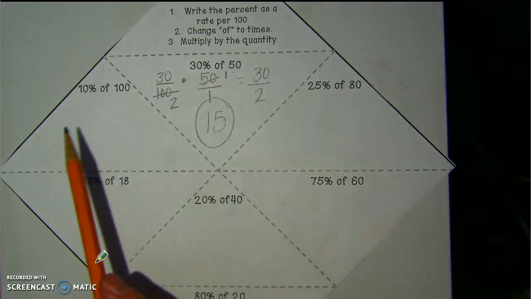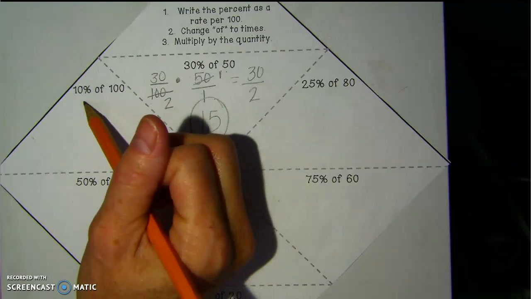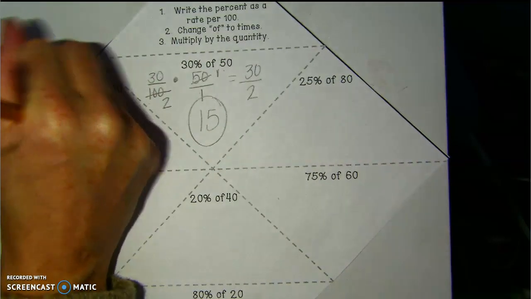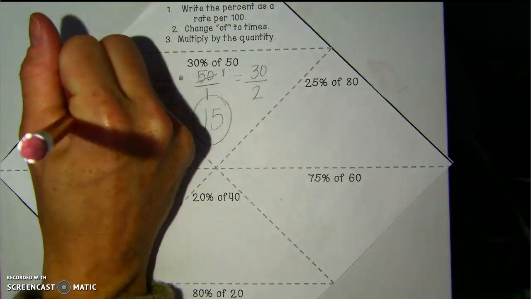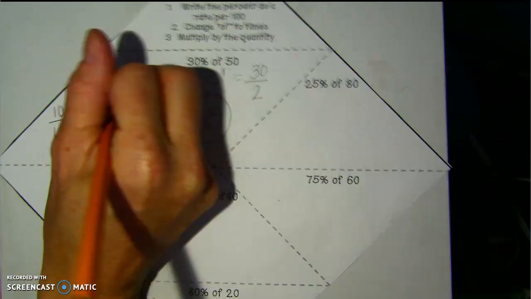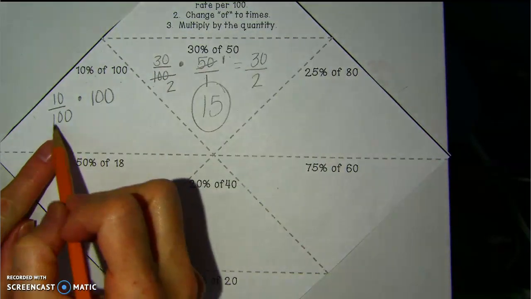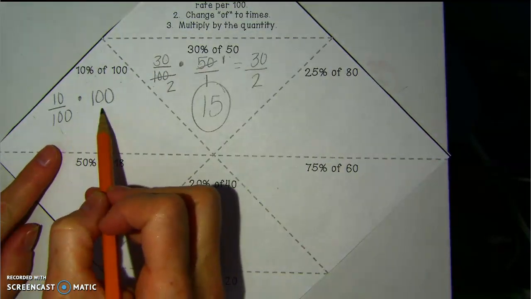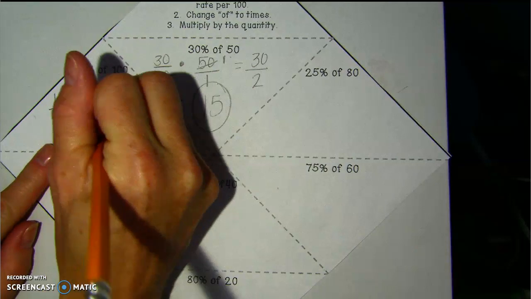Okay, so let's look at the next one. 10% of 100. So we're going to change the percent to a fraction. Remember, what did I tell you percent means? Per 100. So we're going to write 10 over 100. Times, because 10% of 100, we're going to write times. And then what's our next number? 100. Good. So again, I'm multiplying a fraction by a whole number, but I want that to turn into a fraction. So anytime I'm multiplying fractions and I have a whole number, I'm always going to put a 1 under it to make it a fraction.